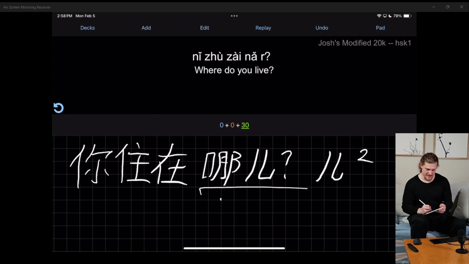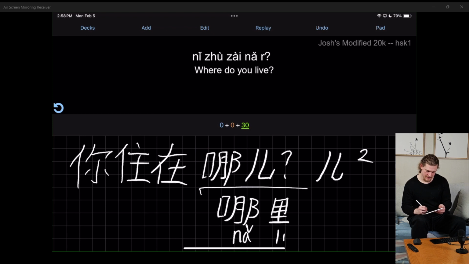So if you wanted to say that really in a more standard Putonghua, you would actually say 哪里. 你住在哪里 would be the more standard Putonghua. But if you wanted to use a Beijing accent, you say 你住在哪儿? Right? And I use both. I switch between both of them. Sometimes I use the R.